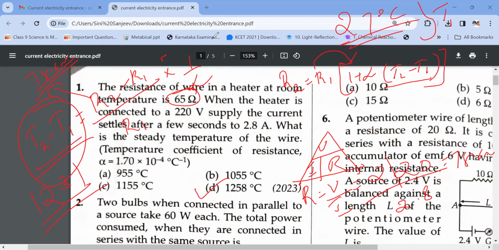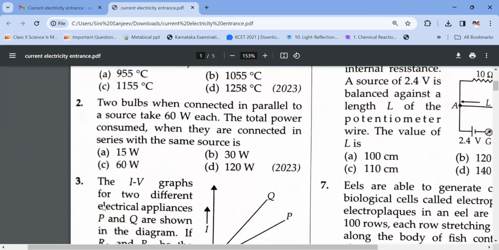So let me clear this. If you have any doubt, once the class is over, I'll help you out with this. Two bulbs connected in parallel, you can just do 60 into 60 by 60 plus 60, and you'll get the option for this. So just divide by 2. 60 by 2 is 30. That's it. I told you, if the values are the same in parallel, just do R by 2. That's more than enough.